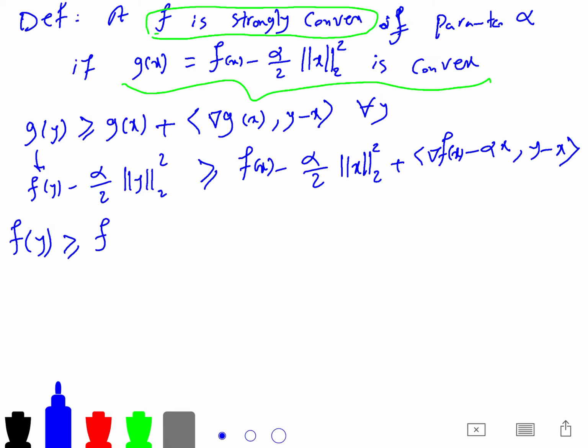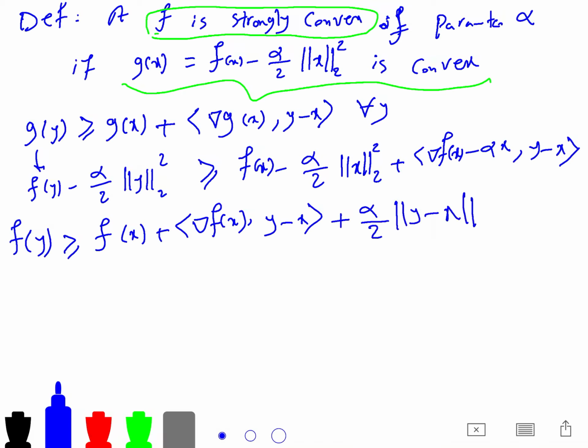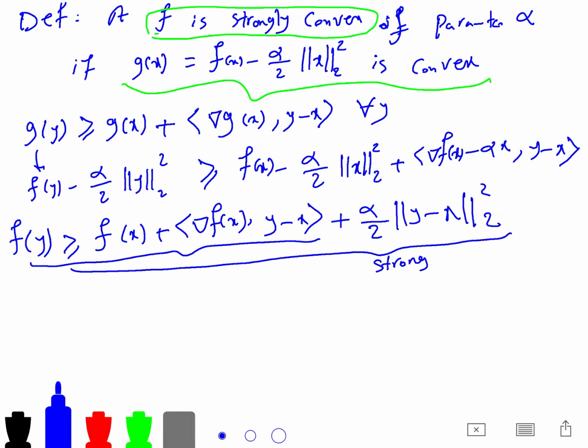So now we are getting an opposite result. We say that f of y this time is lower bounded by a quadratic function. So f of y is greater than or equal to f of x plus gradient of f of x times y minus x plus alpha over 2 times y minus x squared. This is the definition of strong convexity. But here is just the standard convexity.